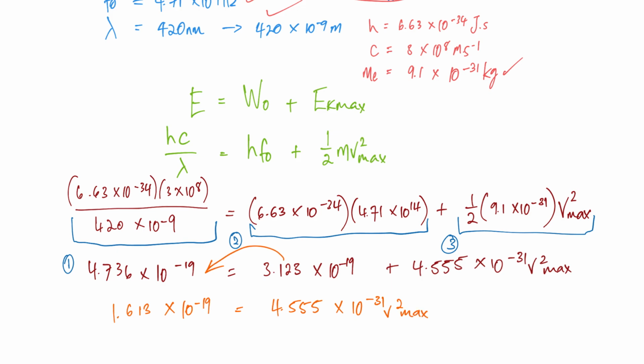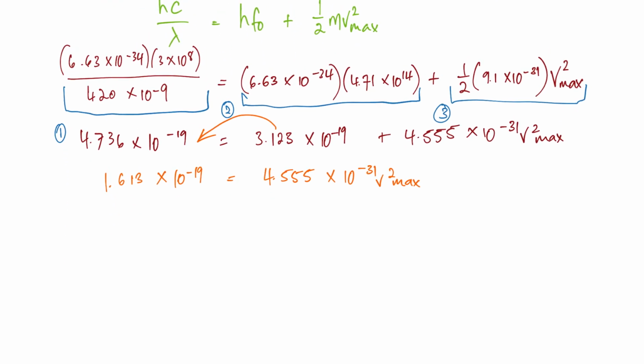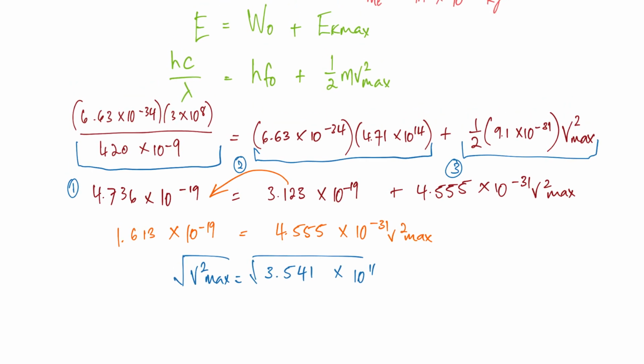Alright, next thing I need to do is get V squared max by itself. So divide both sides by 4.555 times 10 to the power of negative 31. And I got V squared max is equal to 3.541 times 10 to the power of 11. Square root both sides. Let's keep this together so we can keep an eye on our calculation. And V max is equal to 5.95 times 10 to the power of 5 meters per second. And that is my final answer.